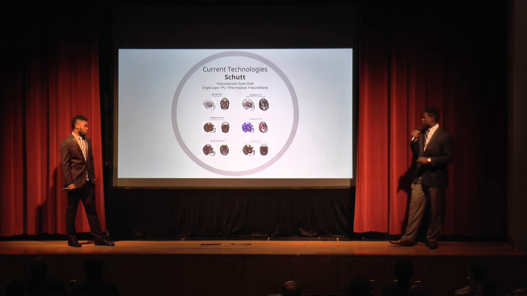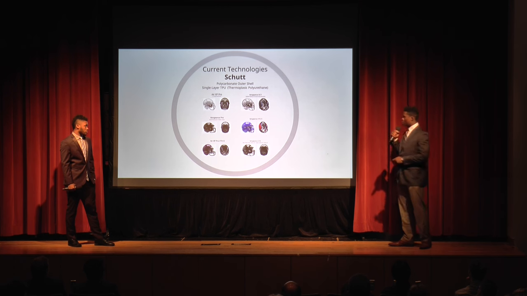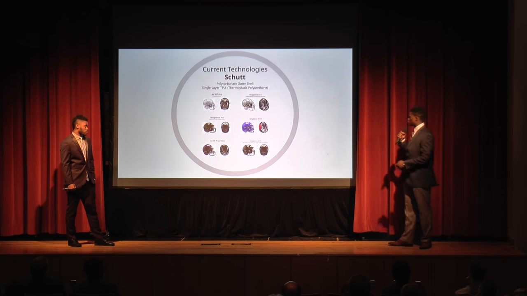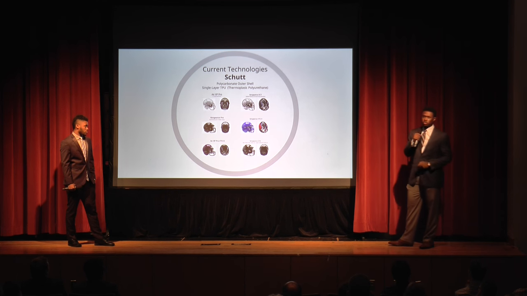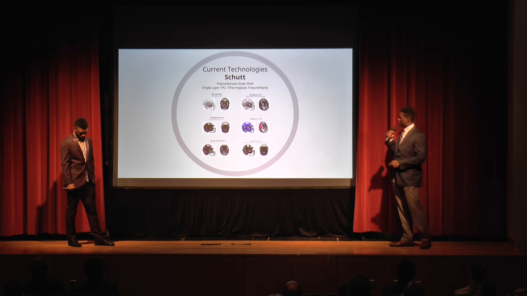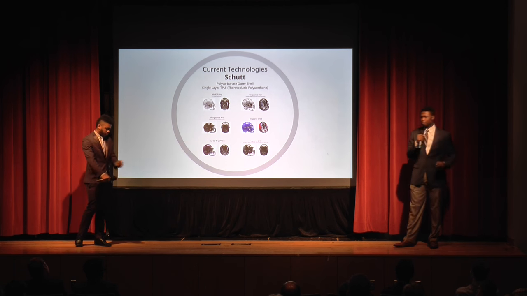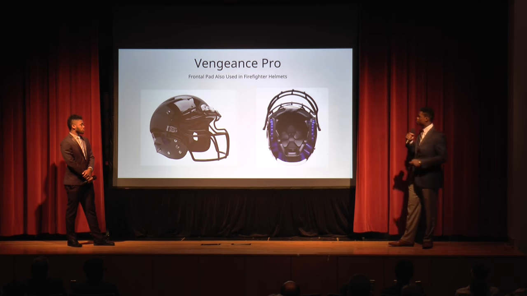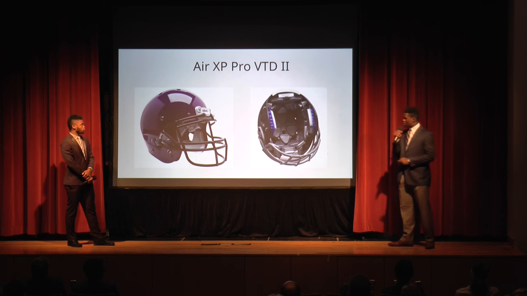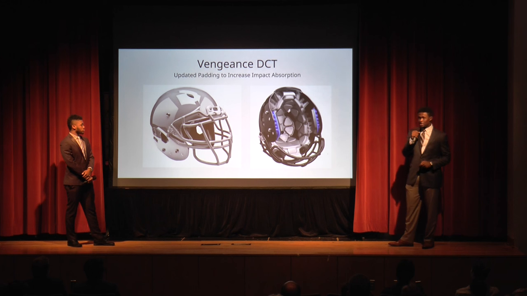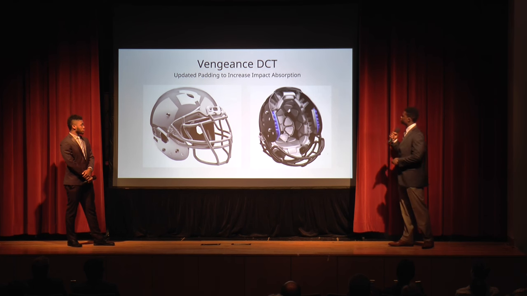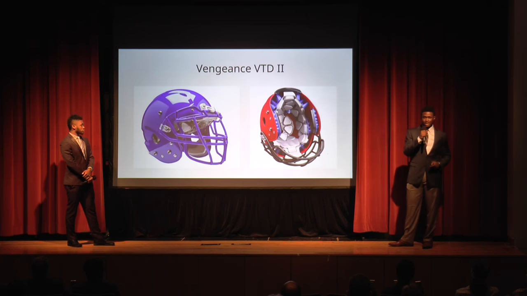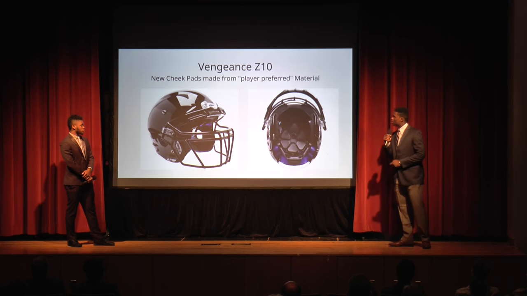Now to Schutt. Schutt also uses a polycarbonate outer shell, which is strong and durable, like I said before, and it also features a single layer of TPU, thermoplastic polyurethane. The six helmets they have are the Air XP Pro, Vengeance Pro, the Air XP Pro VTD2, Vengeance DCT, the Vengeance VTD2, and the Vengeance Z10.